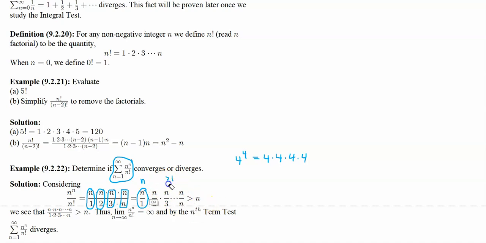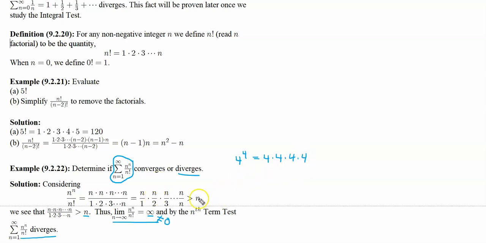Okay, so therefore what we have now is this. Let's look at the limit as n goes to infinity of these terms. So we see now that the limit as n goes to infinity of n to the nth power over n factorial, well, since each of these are bigger than n, this limit is going to be infinity, which does not equal 0, of course. That does not equal 0. So by the nth term test, our series must diverge. And there you go. So we have now determined that this series actually diverges.